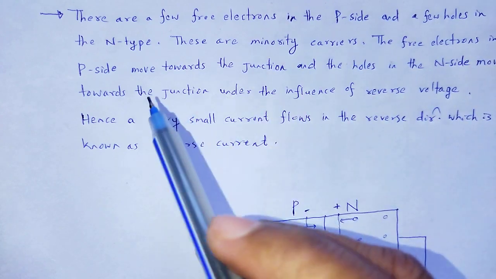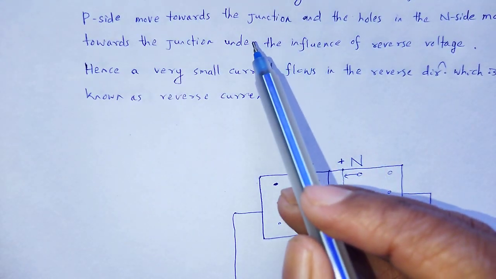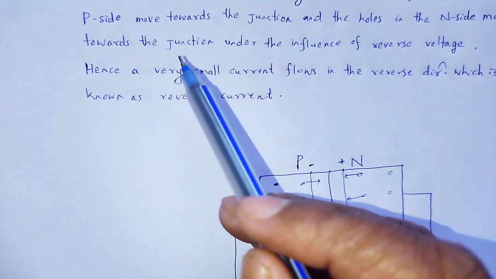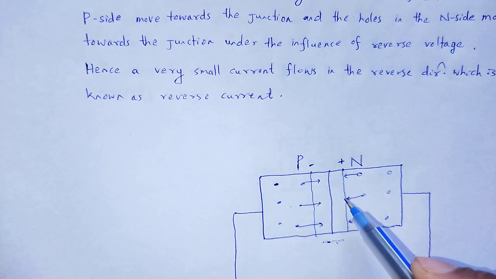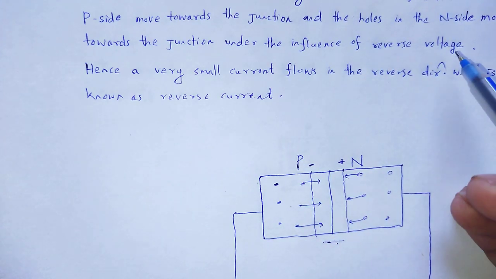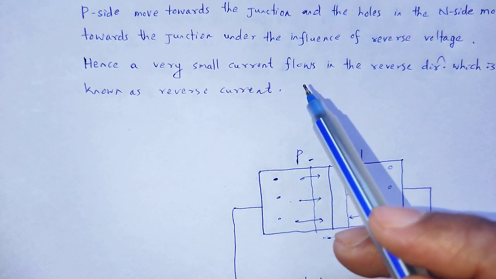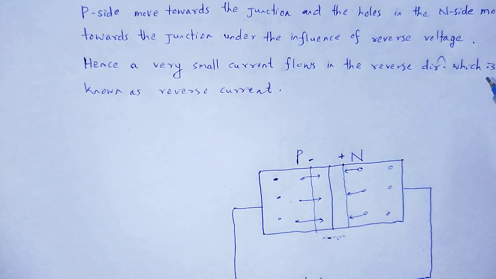The free electrons in the p side move towards the junction and the holes in the n side move towards the junction under the influence of reverse voltage. Hence, a very small amount of current flows in the reverse direction, which is known as reverse current.